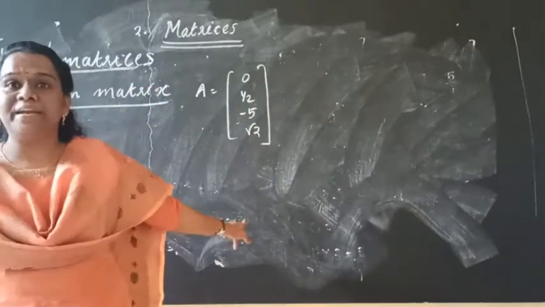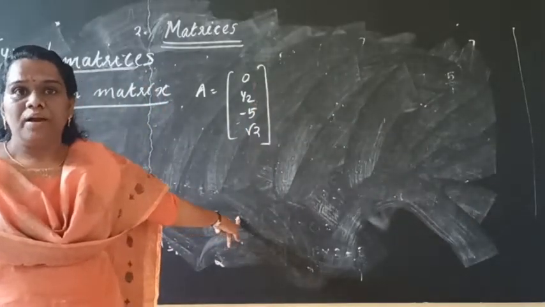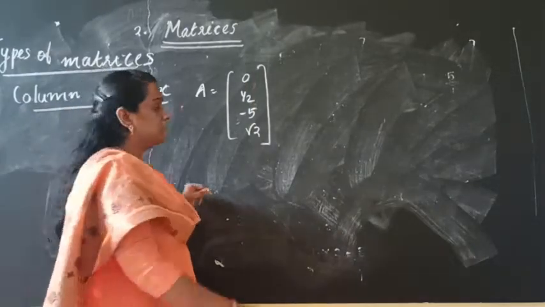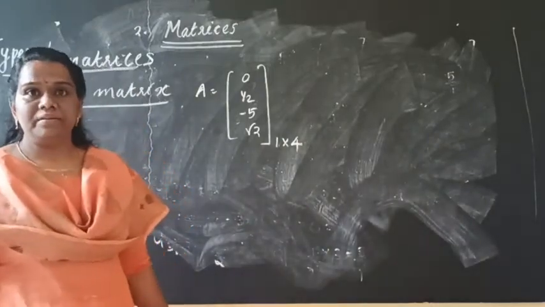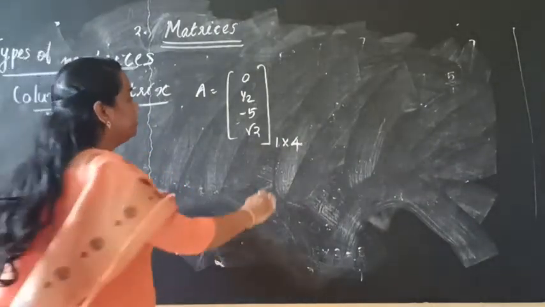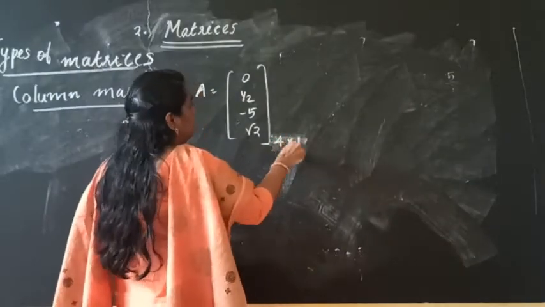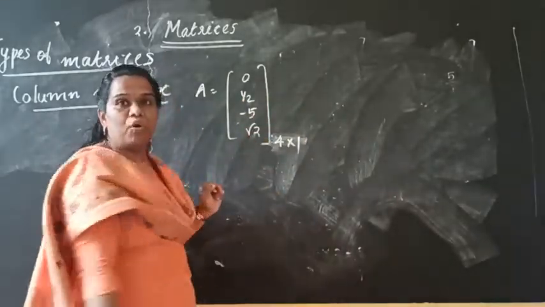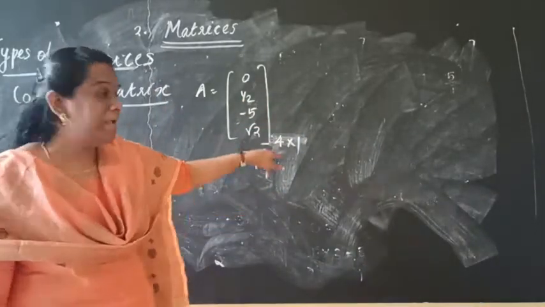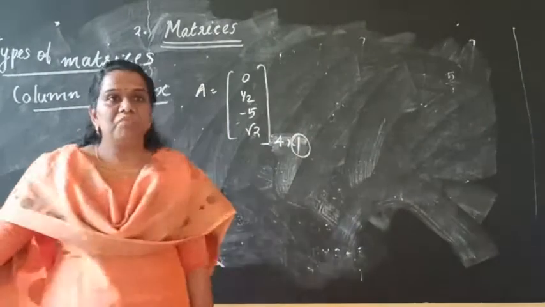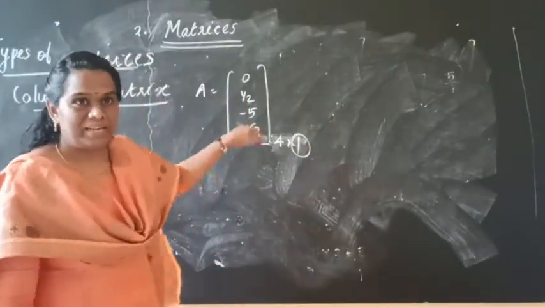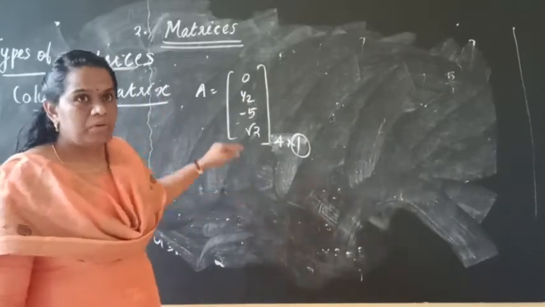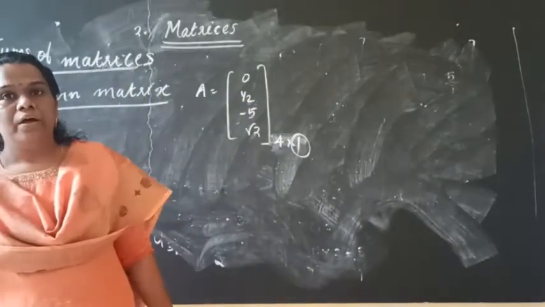What is the order of this matrix? 1 by 4, isn't it? Sorry, 4 by 1. 4 rows, 1 column. Only 1 column. This is a column. Vertical lines are known as columns. Horizontal lines are known as rows.